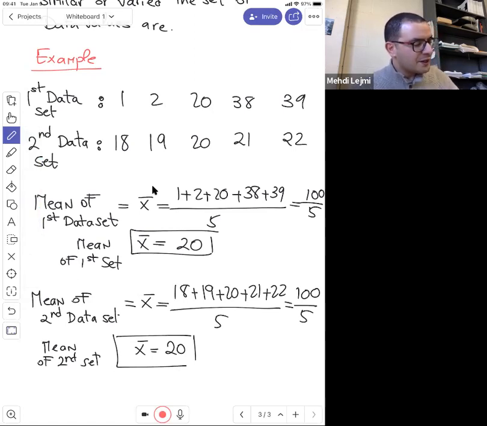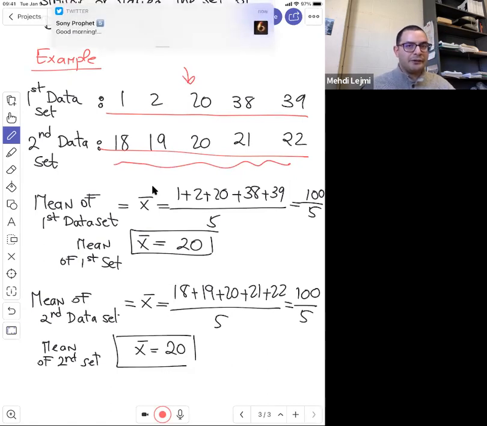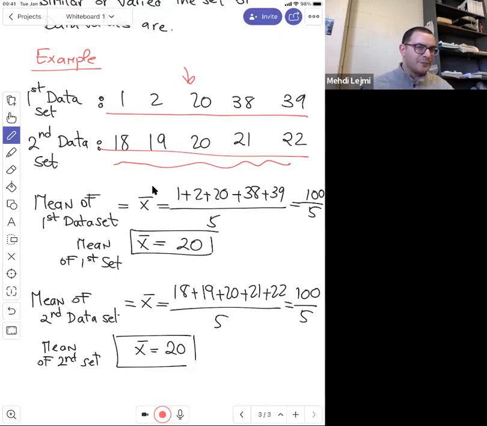So what we are saying here, guys, is that these two data sets have the same mean. But if you compare them, the first data set is more dispersed. It has more variation than the second data set. In the second data set, the numbers are very close to each other: 18, 19, 20, 21, 22. That's completely different from the first data set, where you start with 1 and end up with 39. The numbers in the first data set have more variation.